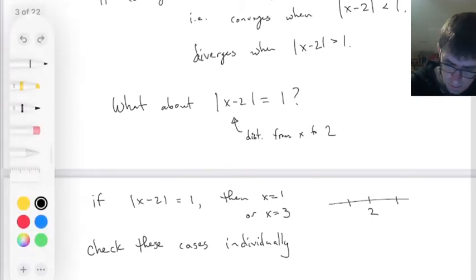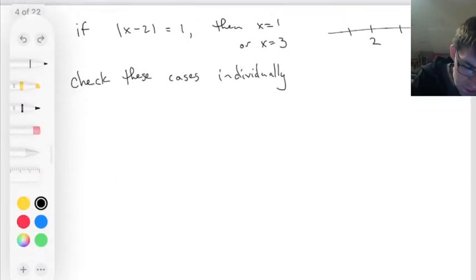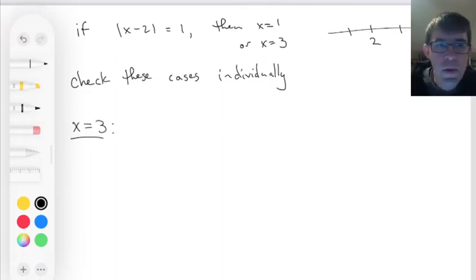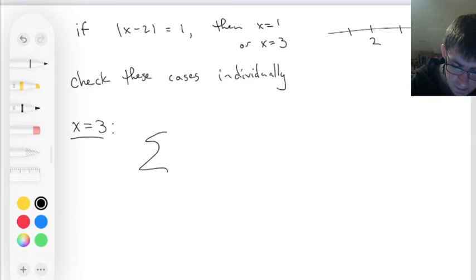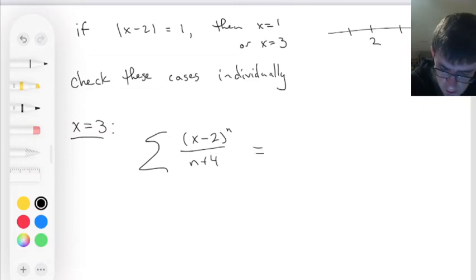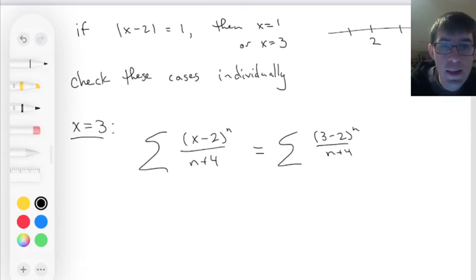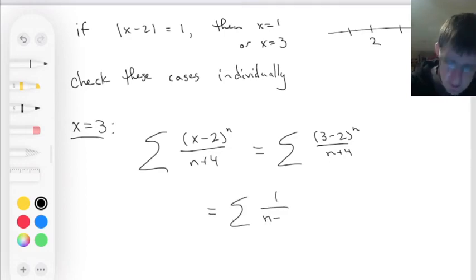All right, let's do x equals 3 first. So if we are looking only at x equals 3, then the series says, do you remember the formula for the series? It was x minus 2 to the n over n plus 4, right? But if x equals 3, then this is 3 minus 2 to the n over n plus 4. And of course, 3 minus 2 is 1. 1 to the n is just 1. So this is all just going to be the sum of 1 over n plus 4.